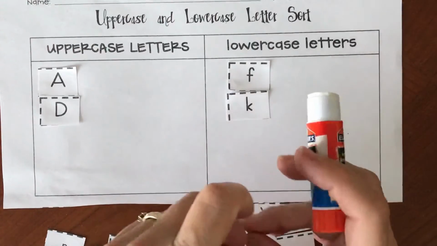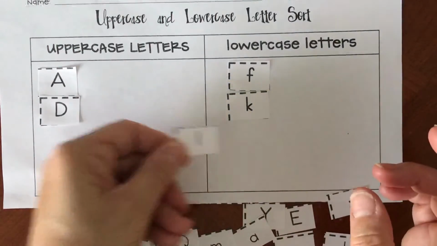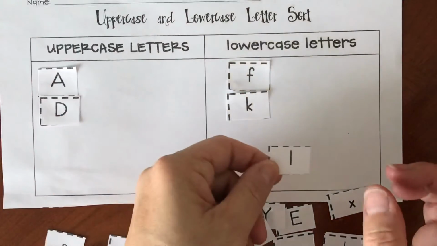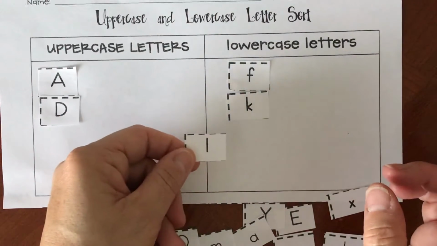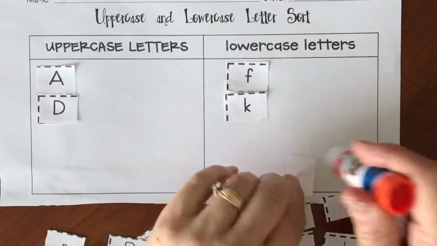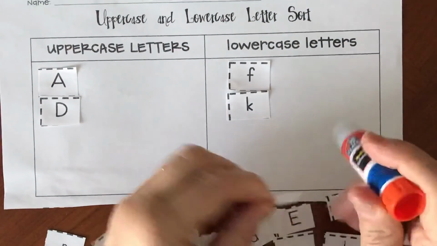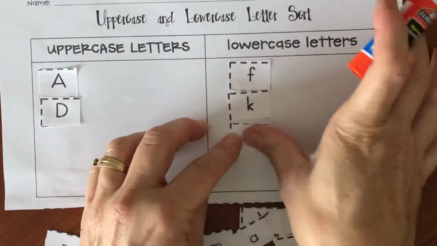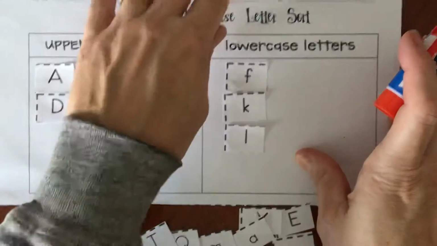Here I have an L. Is this a capital L or a lowercase L? It is a lowercase L. We see it matches that one there. Even though it's a tall letter, it is a lowercase L. My paper keeps moving. I am so sorry.